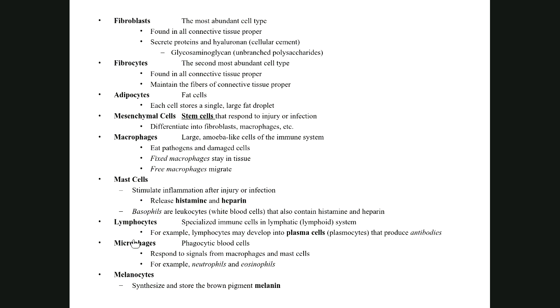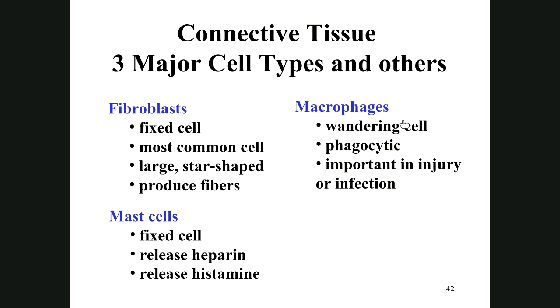Certainly, there are many cells here. I would say that you guys should focus on these three cells in the connective tissue. The macrophage, they're eating, if you will. The mast cells, they release histamine and heparin. But the major cells are the fibroblasts. And fibroblasts are the cells that produce the fiber, the collagen, if you will.